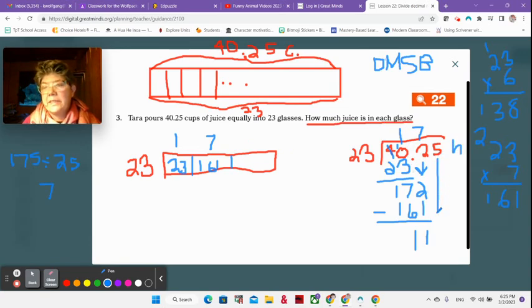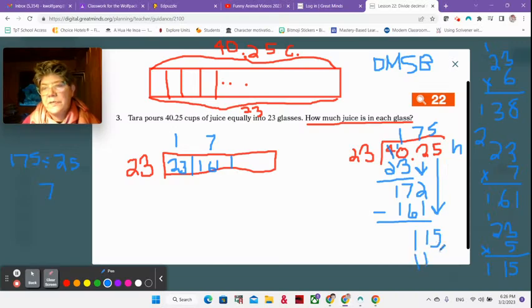Now I have 11, but I still have one more to bring down. So now I have 115. Okay, see why I don't erase? Because this is kind of close to 115. I'm wondering if maybe 23 times 5 would be close. So let's try it. 23 times 5. 5 times 3 is 15. 2 times 5 is 10, plus 1 is 11. Perfect. So that means a 5 goes there.